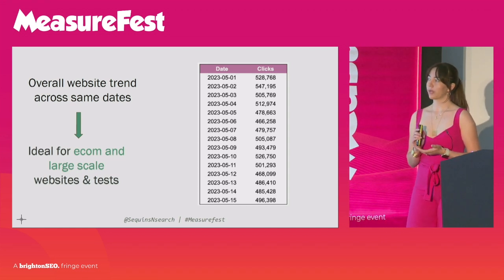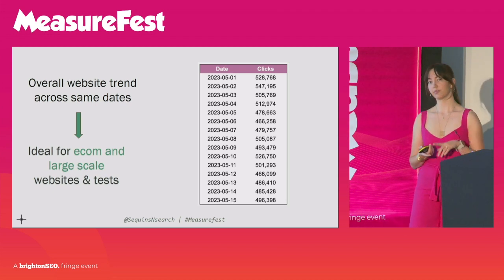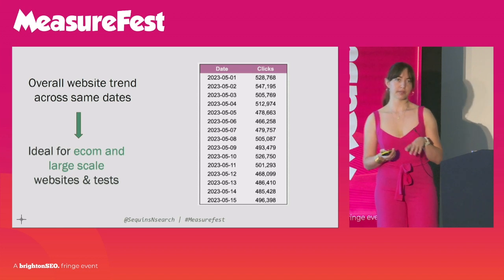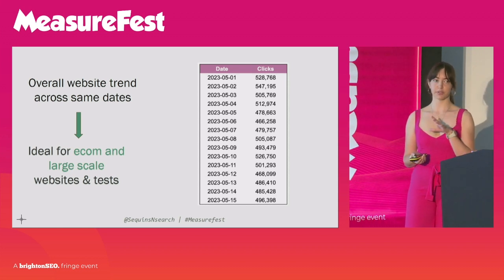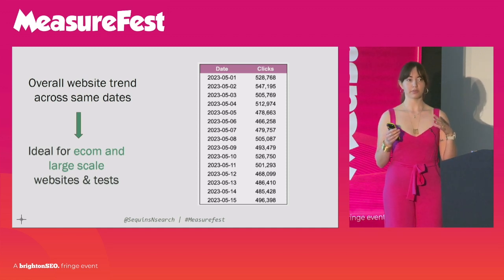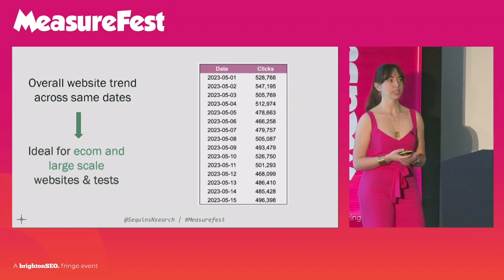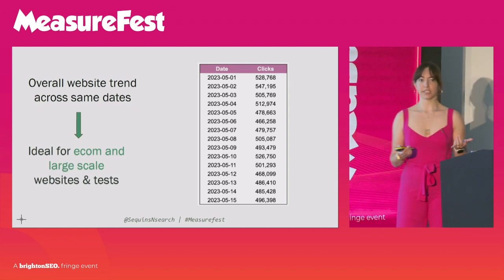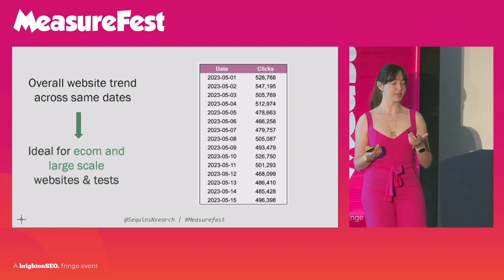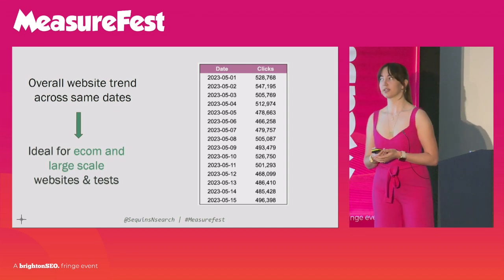And finally, overall website trend across the same dates. This is something that I use when I have big tests and big websites. This is really helpful when, for example, the performance after the change goes in one direction and the performance of the general website goes in the other direction, because it helps validate the impact of the change. However, if your test group makes up a lot of traffic on your website, don't use that, because then obviously you cannot really make statistical conclusions there.